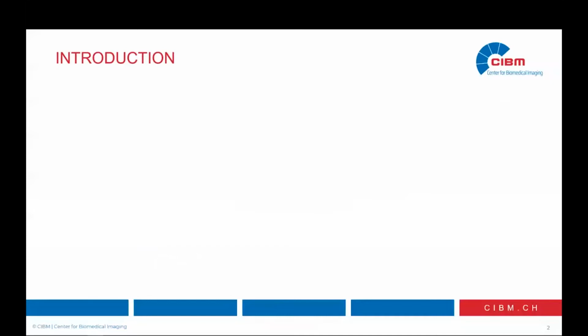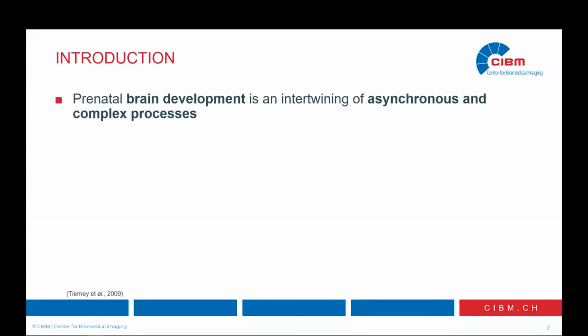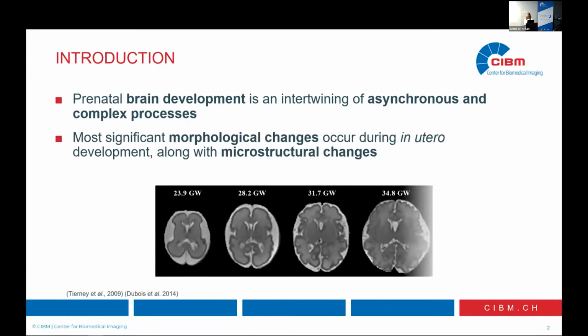So to give you a little bit of context, as you may know, the development of the human brain is actually a mixture of many complex processes that start even before birth in utero. And in this prenatal period, we observe most significant morphological changes, but not only, as we also see the maturation of the tissues. So it's not quite obvious on this image, but in MR images, we have strong changes in the contrast of the white matter specifically.